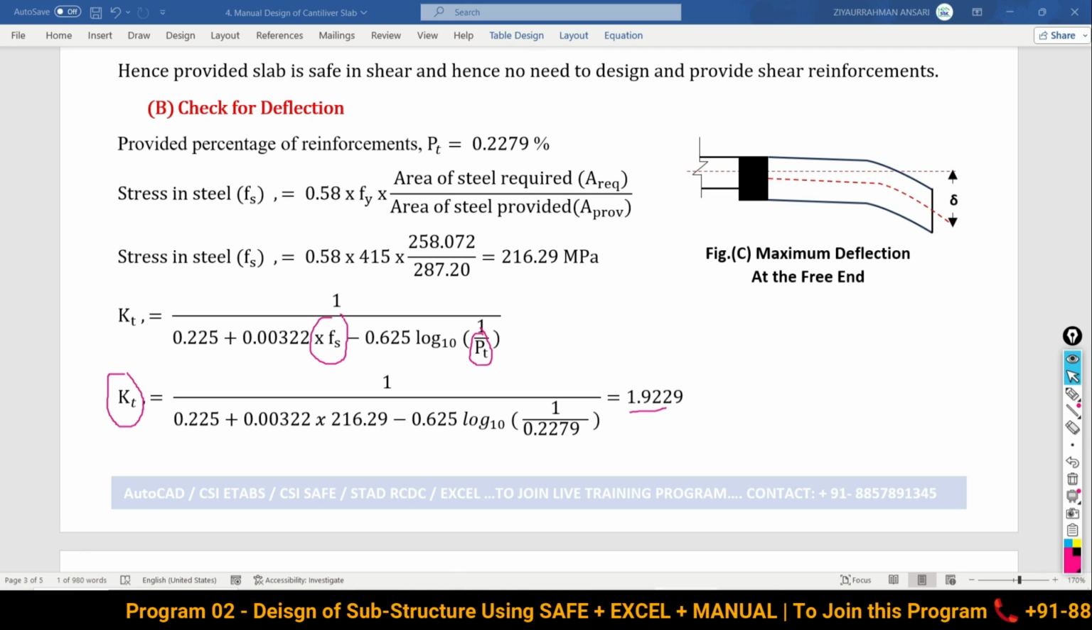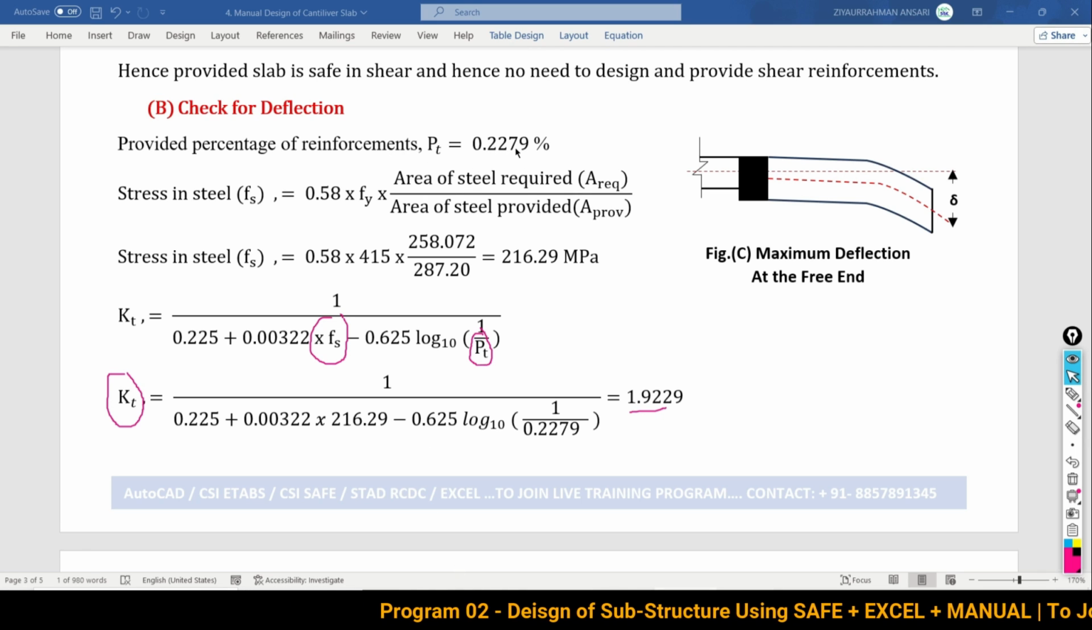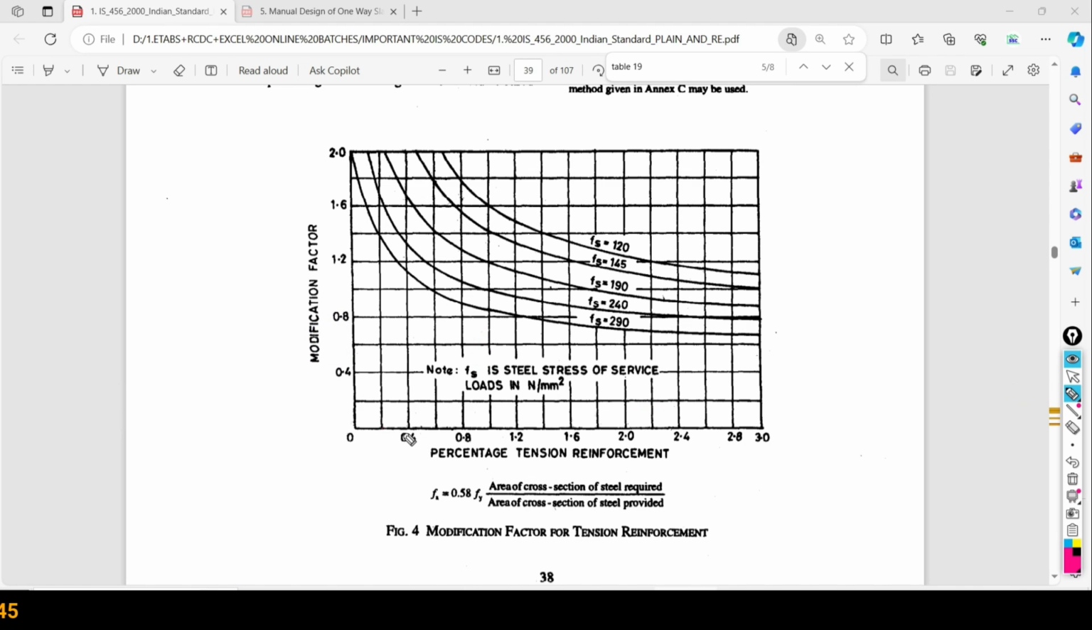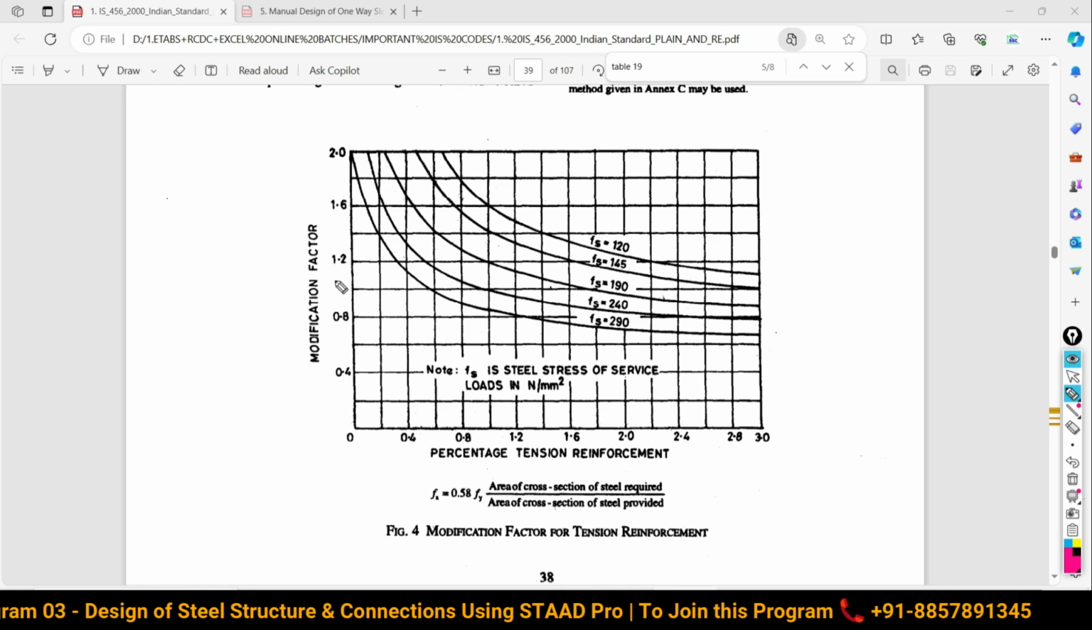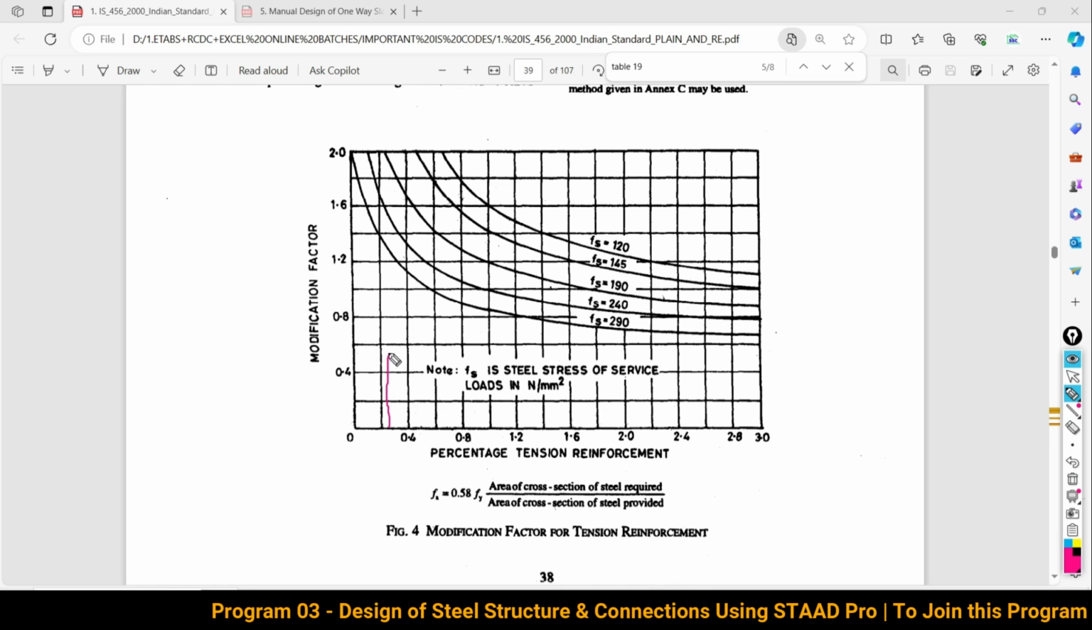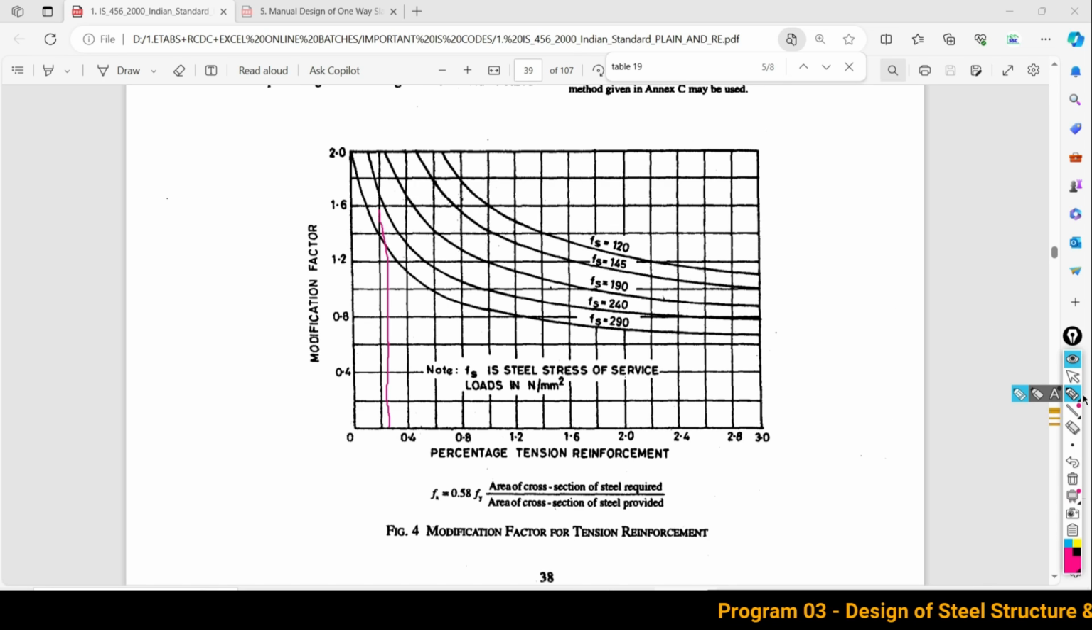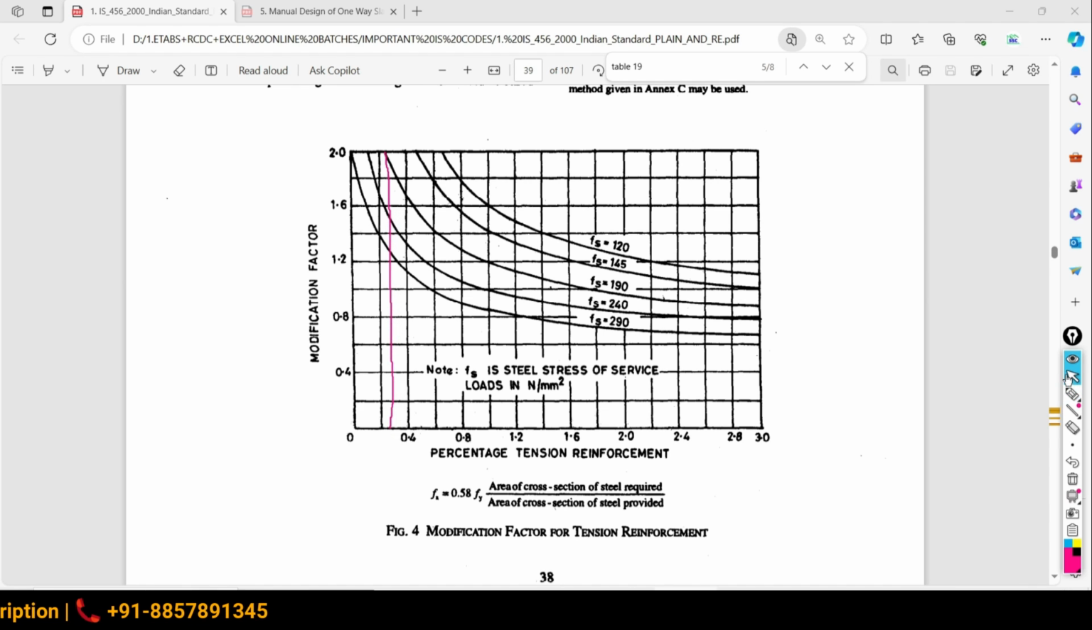Let's try with the chart to see what value we get. So here 0.2279, so almost 0.23%. Go to your chart at 0.23%: it is 0.2, 0.4, half of that, 0.2, 0.23, somewhere here. So I'm going to project this line over the height. Let me show you. What are the FS values? It is approximate. The exact value you will not get.